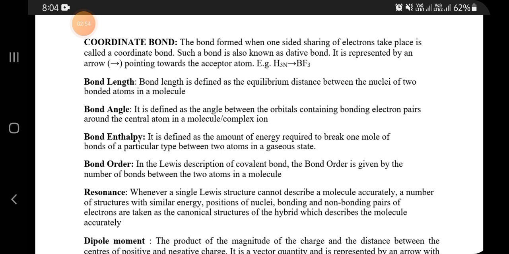Now some factors related to bonds are bond length, bond angle, bond enthalpy and bond order. Bond length is defined as the equilibrium distance between the nuclei of two bonded atoms. Bond angle is defined as the angle between the orbitals containing bonding electron pairs around the central atom in the molecule. Bond enthalpy is defined as the amount of energy required to break 1 mole of bonds of a particular type between two atoms in a gaseous state. Bond order. In the Lewis description of covalent bond, the bond order is given by the number of bonds between the two atoms in a molecule.